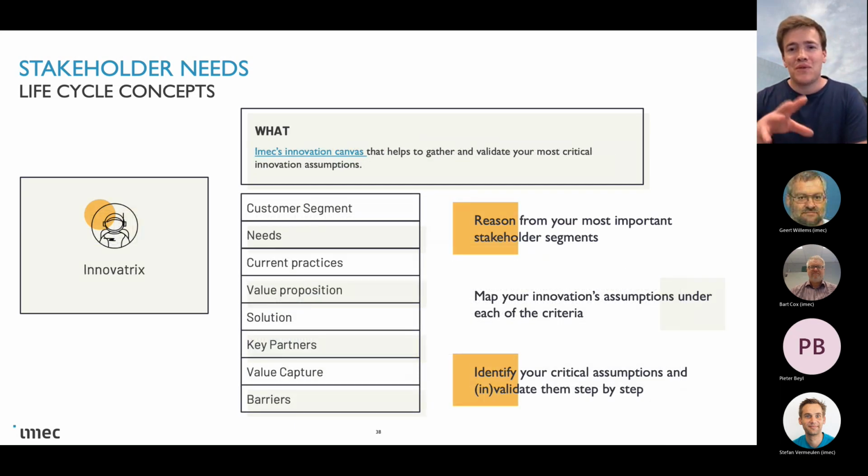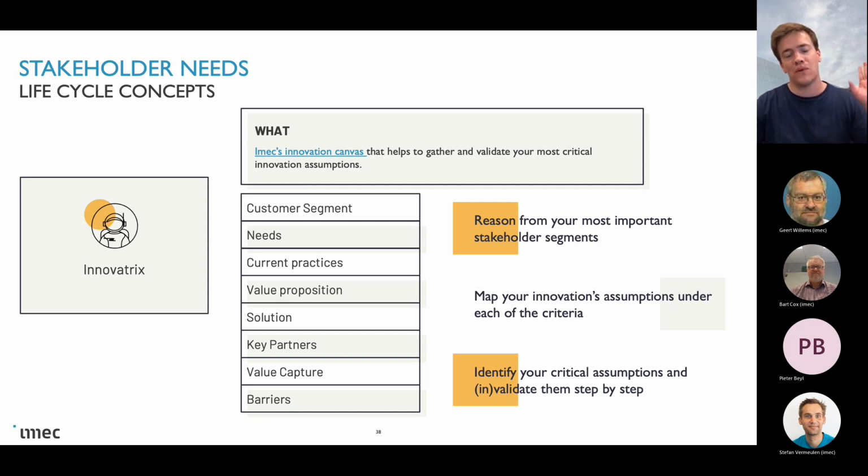Before we go to actually capturing needs, what we do within IMEC is a framework called Innovatrix, or the Innovation Matrix. It's basically an innovation canvas that helps you gather and validate assumptions that go along with innovating. We have 8 criteria, reasoning starting from customer segment and then going into what that segment needs, does today, what we are proposing as a value for them, and then of course how the solution looks like. You can translate those operational concepts into the Innovatrix.